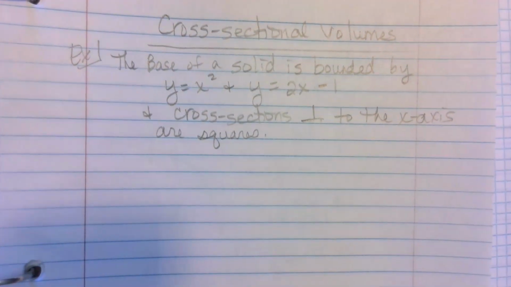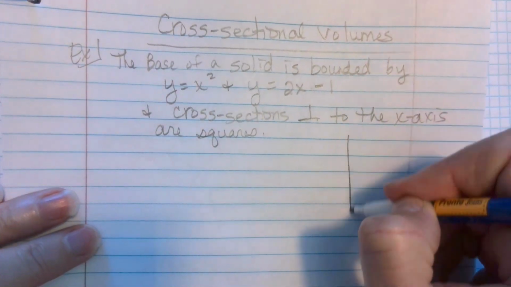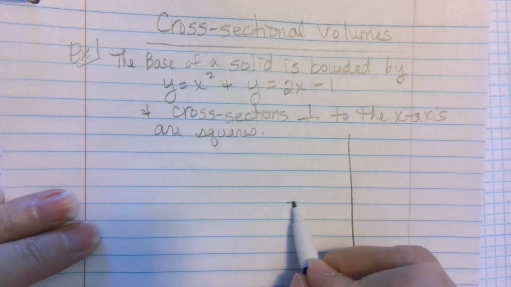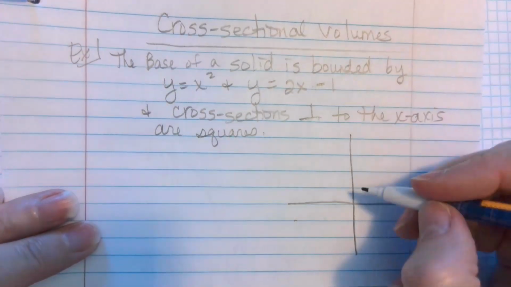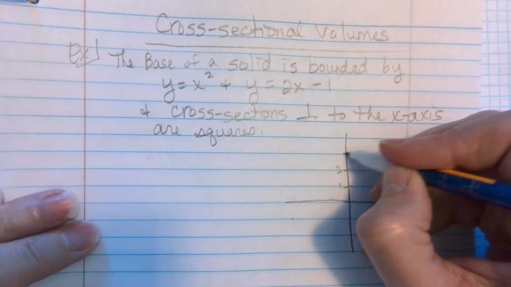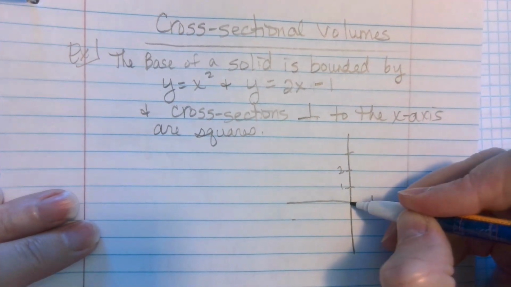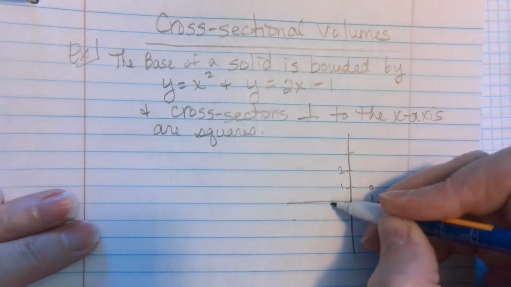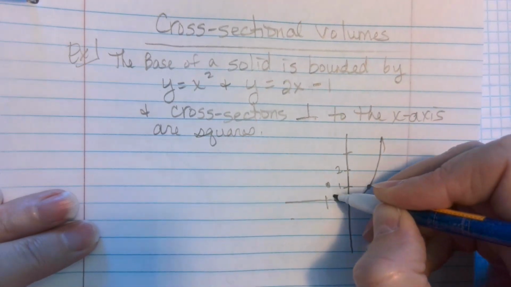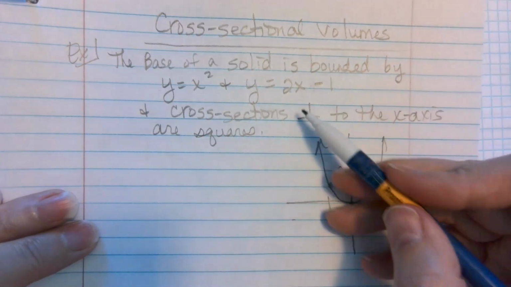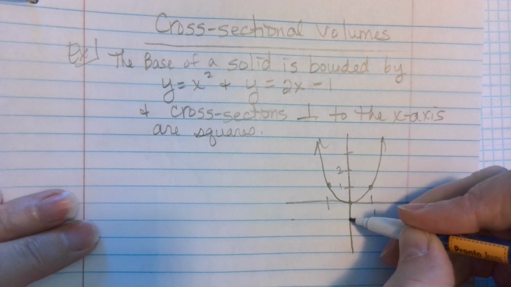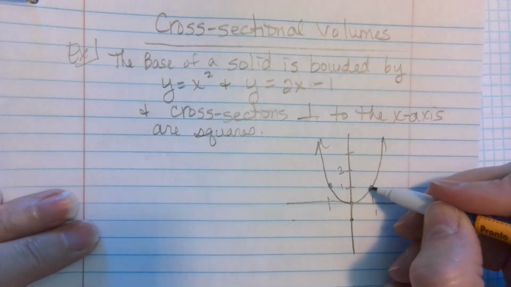But, as long as you can graph, and usually they're decently easy graphs, y equals x squared, I certainly hope you know how to graph that. 0, 0, 1, 1, negative 1, 1, parabola. 2x minus 1, start here, rise 2, run 1.